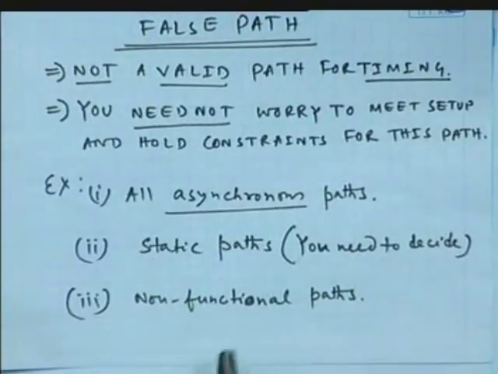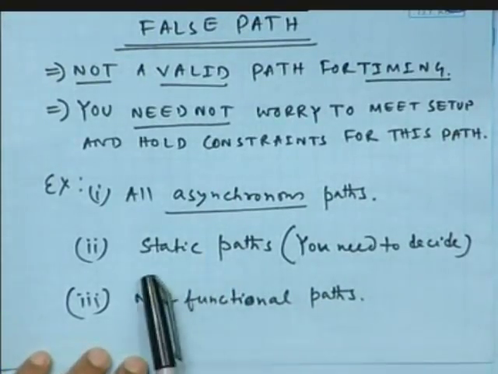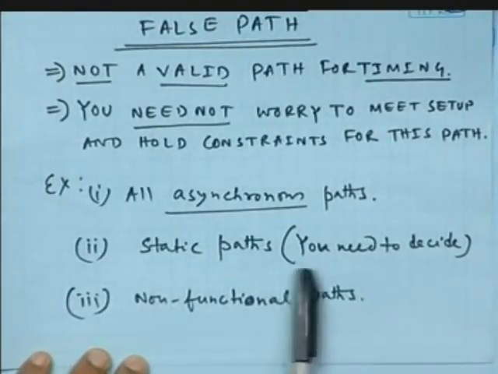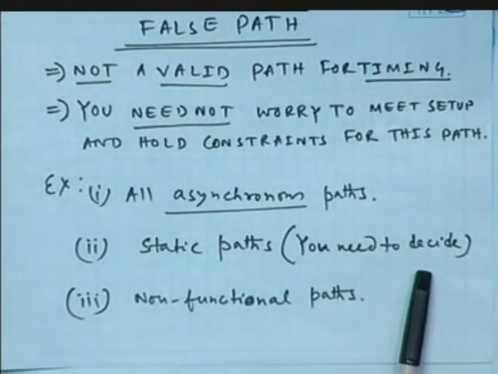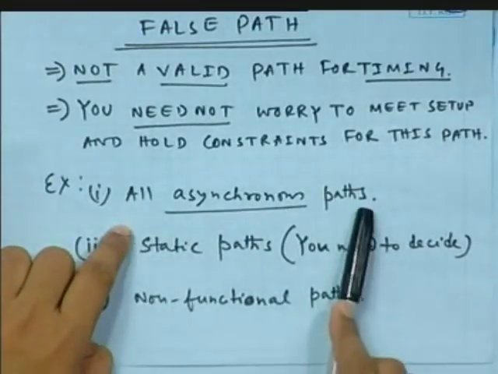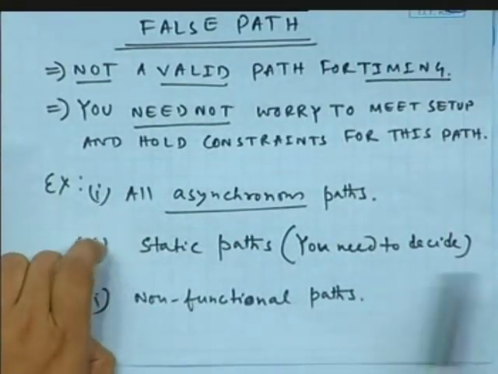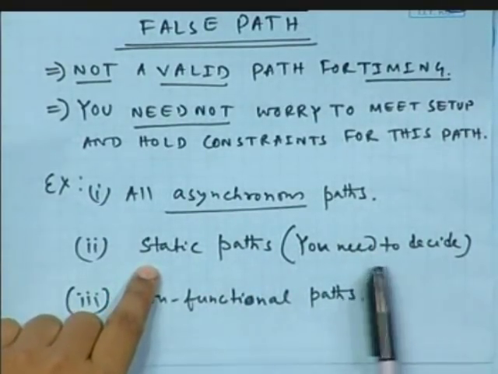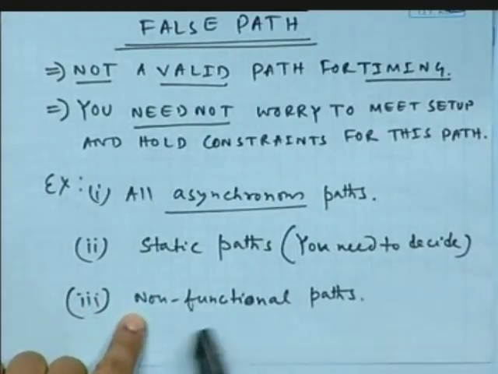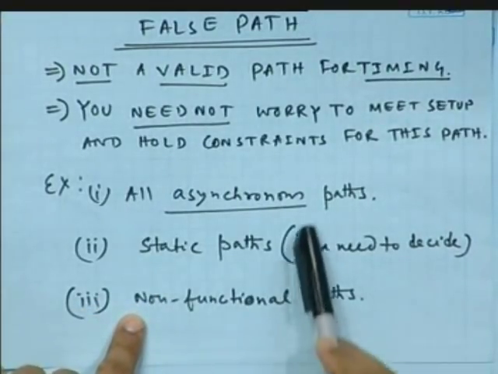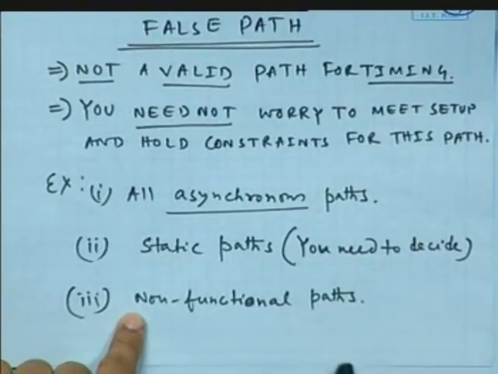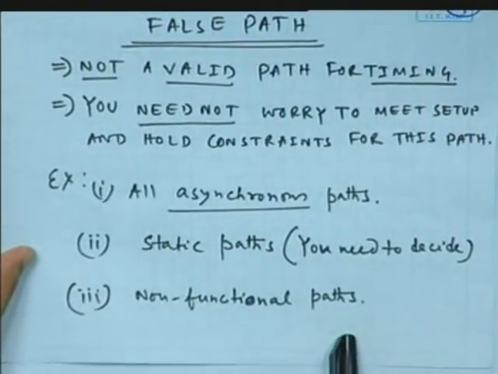So typically all asynchronous paths, static paths sometimes you need to decide whether it's a false path or not. Okay. But all asynchronous paths are definitely false path. But static paths depend on your experience, you can understand. I'll give you one example. And non-functional paths. These are typically three types of false path. There may be others. I have just given three examples. Okay.